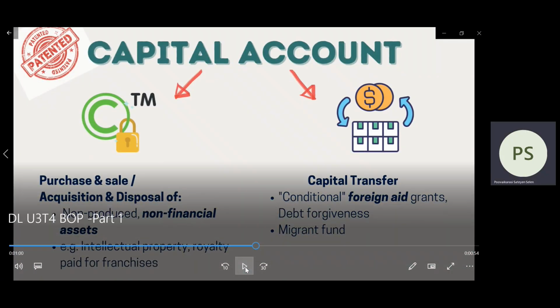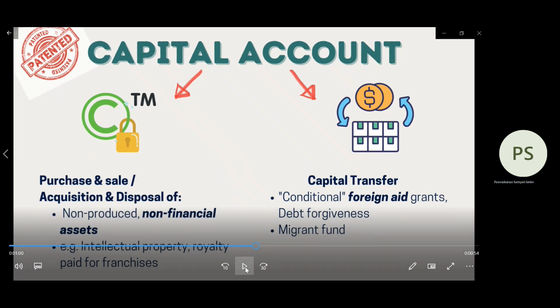The capital account consists of two sub-accounts here. One is purchase and sale, or acquisition and disposal, of non-produced, non-financial assets. Okay, this is like intellectual property, royalty that we pay for franchises. Okay, like trademarks will come under this sub-account.